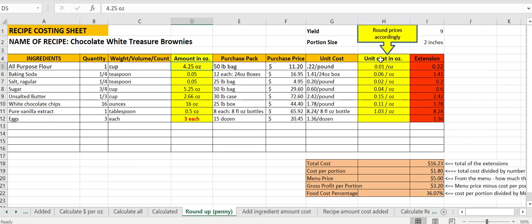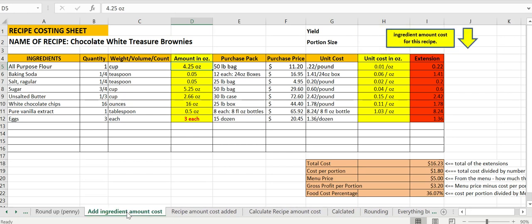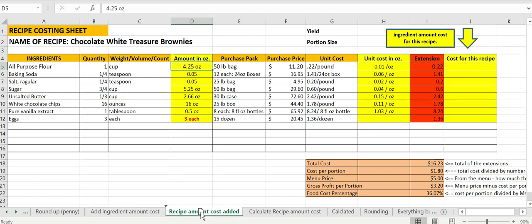Most of the time we're going to be rounding up. This is just to make it easier to follow and understand while we're doing this. So you will think of this automatically in terms of money. Okay? Now, the next thing that we're going to do is add the ingredient amount cost for this recipe. If we have all-purpose flour that costs 1 cent an ounce and we need 4.25 ounces in this recipe, how do we determine how to do that?